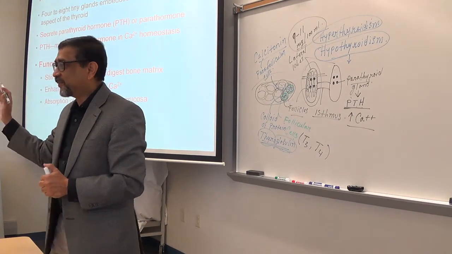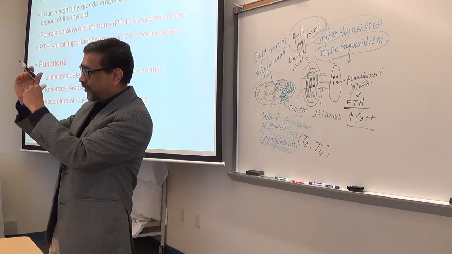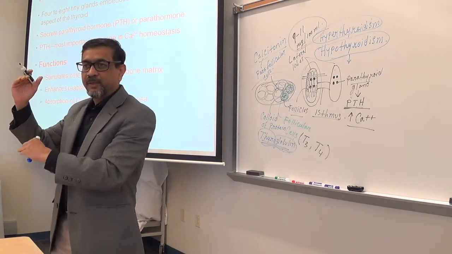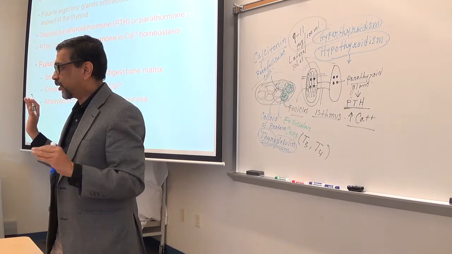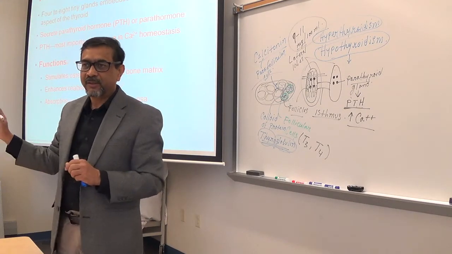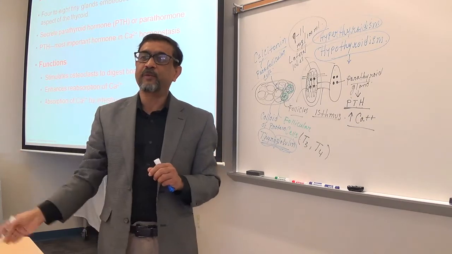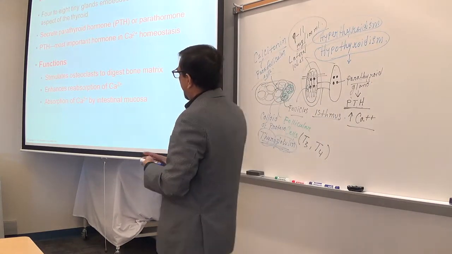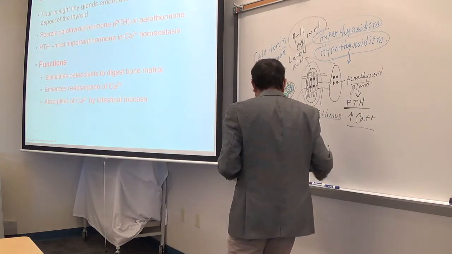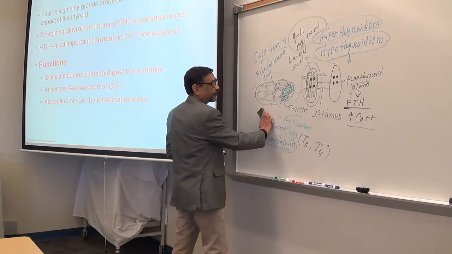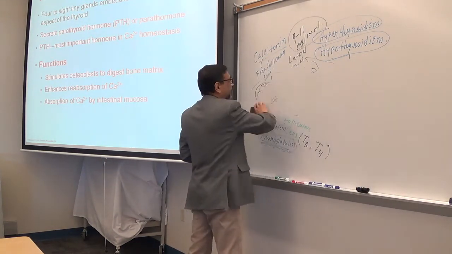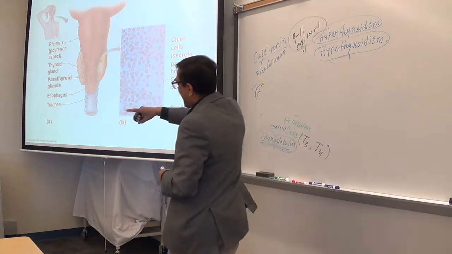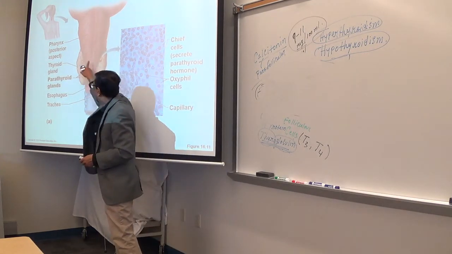Both are dangerous. Remember, calcium concentration must be maintained between 9 and 11. Okay? Lower is not good, higher is also not good. Okay? Hypercalcemia is not good, could be dangerous. Hypocalcemia could be even more dangerous. Okay? So, very important. You see, this is the back of the thyroid, so these are the parathyroid glands. Okay?